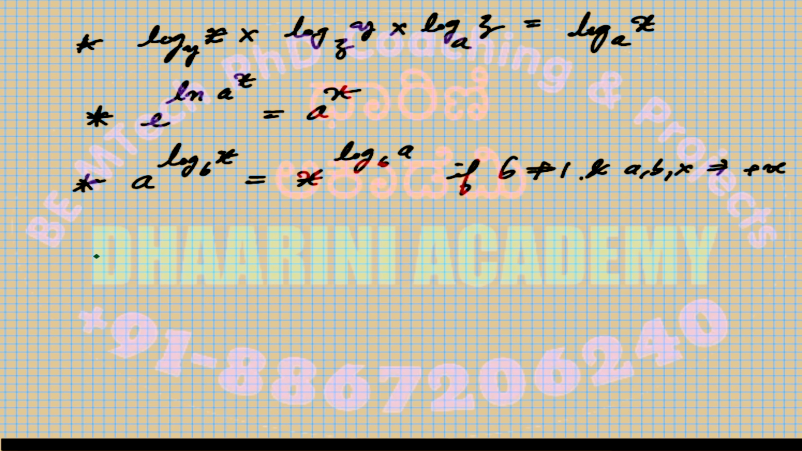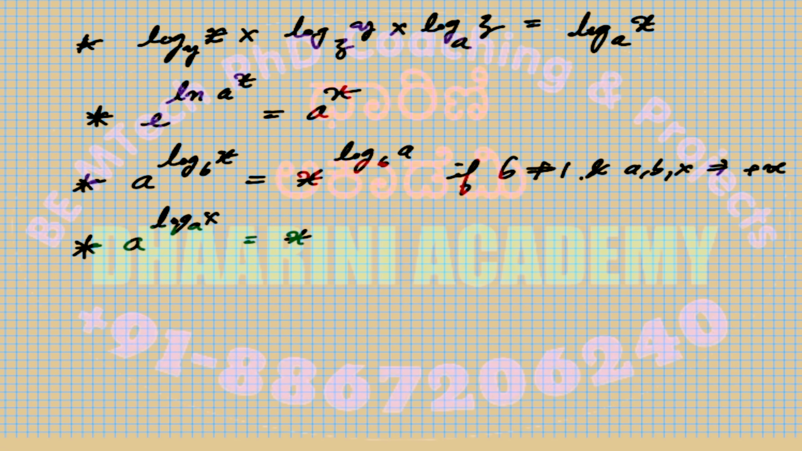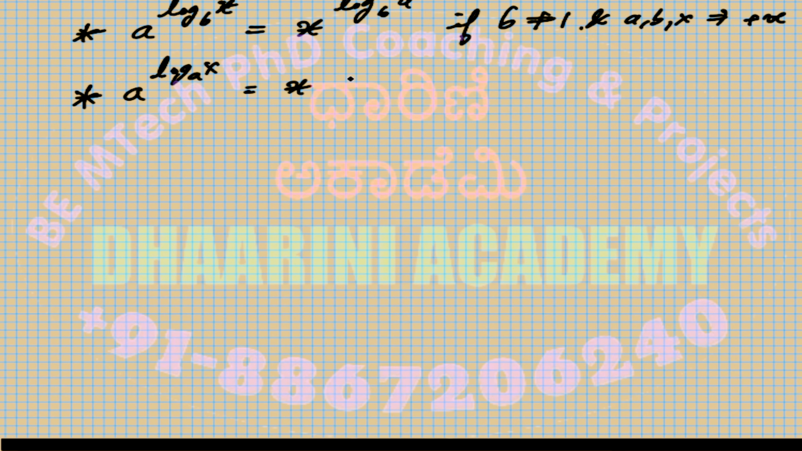All right, and the next one, this is what we already know, but let's write once again. So this is a to the power log x to the base a is equal to x itself, right? The condition is a should be greater than 0, a is not equal to 1, x is greater than 0, right? So that's the condition. Let me write once. A is greater than 0, a not equal to 1, and x should be greater than 0. If that condition is satisfied, this is fine.